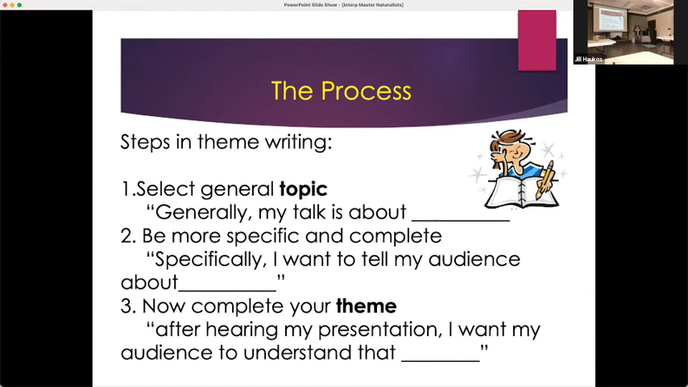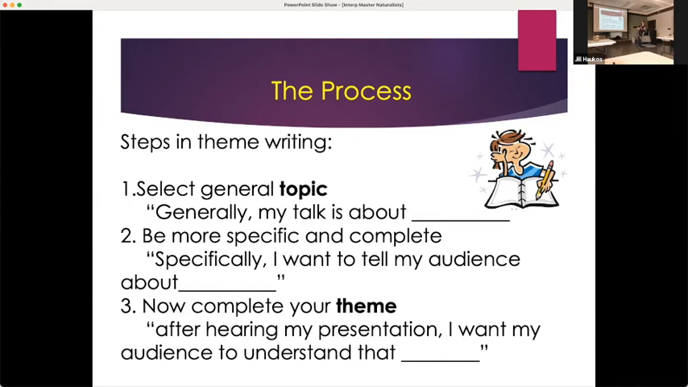Okay, so here's kind of the guidelines that I like to use to help me develop my theme for a program. So you select your topic. Generally, my talk is about the tallgrass prairie. Then you're more specific and complete. You can fill in the blanks if you want to write these down. I'm going to have you come up with your own. Specifically, I want to tell my audience about the endangered ecosystem of the tallgrass prairie.